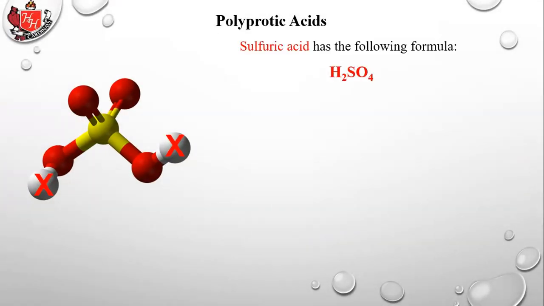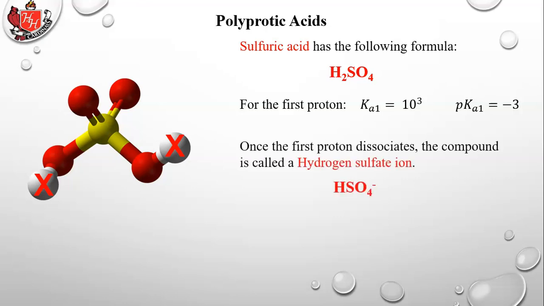Sulfuric acid has the formula H2SO4. The first proton has a Ka1 of 10 to the third. That makes the pKa1 of -3. So that's a strong acid when the pKa is a negative number. Once the first proton dissociates, the compound is called a hydrogen sulfate ion, HSO4-. For the second proton, the Ka2 is 10 to the -2, and the pKa2 is 1.92. So that's a weak acid because the pKa2 is a positive number.